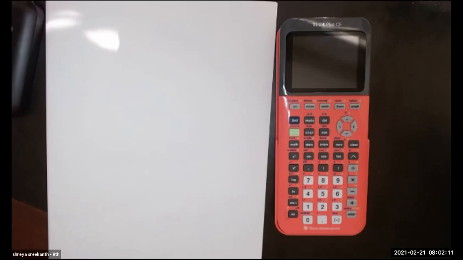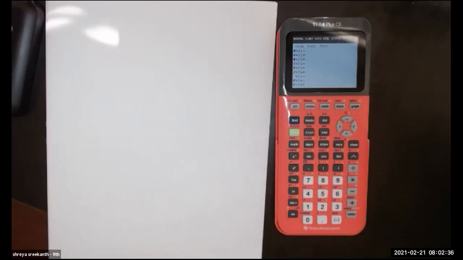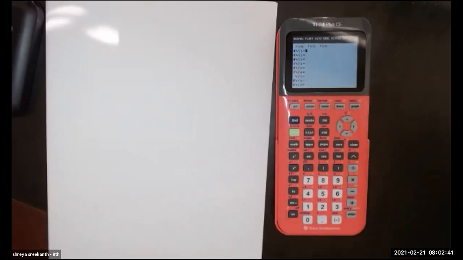Yep. Okay, so I'm going to be teaching you how to graph equations and inequalities using your graphing calculator. The model that I have is the TI-84 Plus CE, so that's what I'm going to be using. To graph an equation, there's a button right here called Y=. When you click on that, you can see that there's a bunch of different spaces where you can type in different equations. And that's where you're going to be typing everything that you're going to graph.